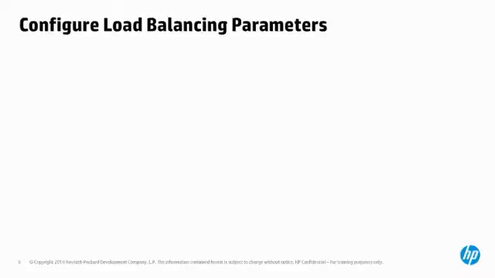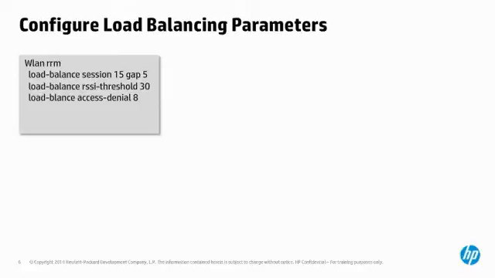Once you have created a load balancing group, you can configure load balancing parameters. AC global parameters are used to configure traffic or session-based load balancing. From the CLI's global context, enter WLAN RRM context. The load balancing mode is set to session mode. Load balancing will begin when the AP in the group has at least 15 clients and a gap or difference of at least 5 clients with other APs in the group. In other words, some other AP in the group has at least 5 fewer clients.